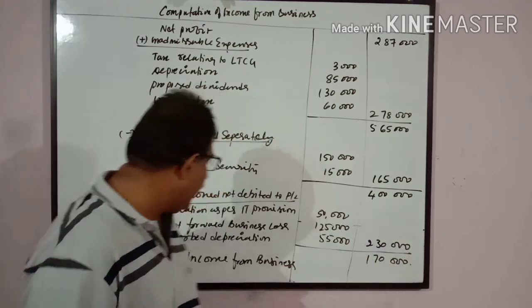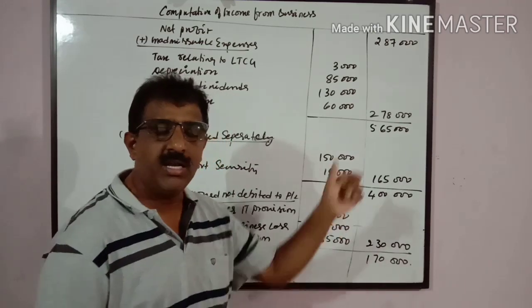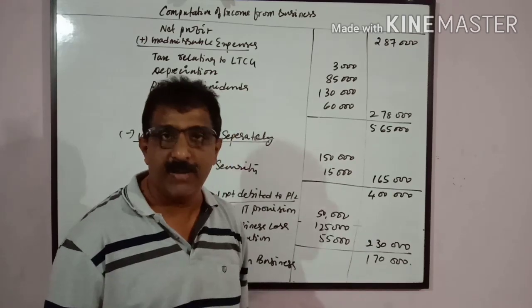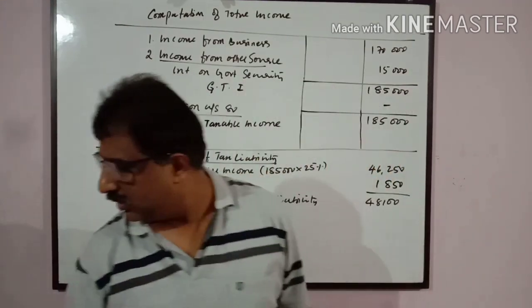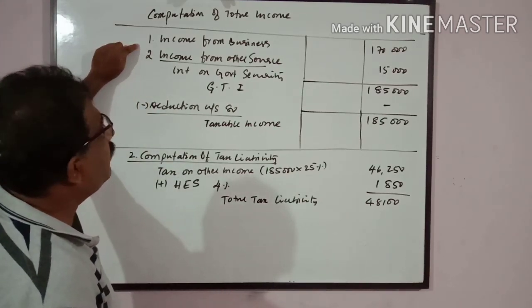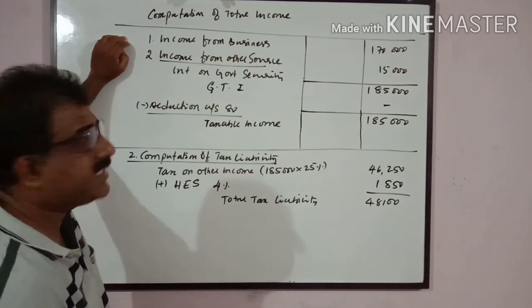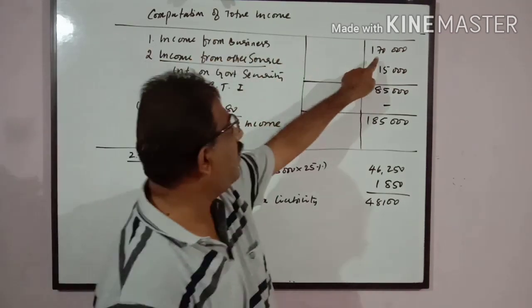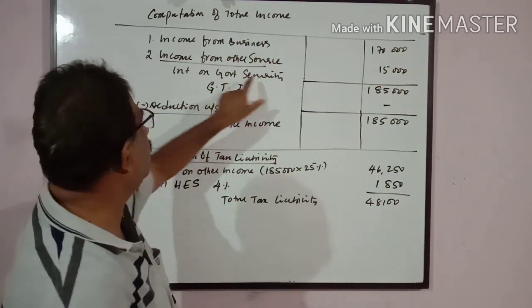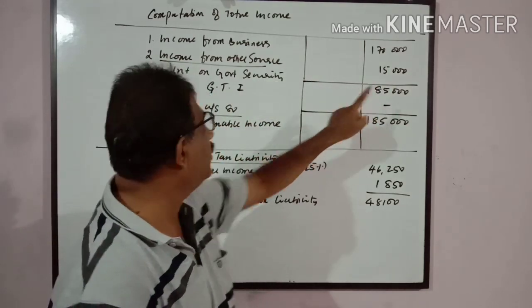Totally 2,30,000. The income from business is 1,70,000. The first part I have calculated. I'll tell you the second two parts, that is tax liability and tax payable. Now you can see I calculated the income from business. Now I will calculate the gross total income and taxable income. Income from business, already calculated, 1,70,000. Income from other sources, interest on government securities, 15,000. Gross total income comes to 1,85,000.